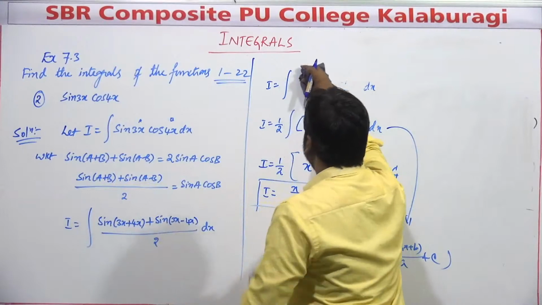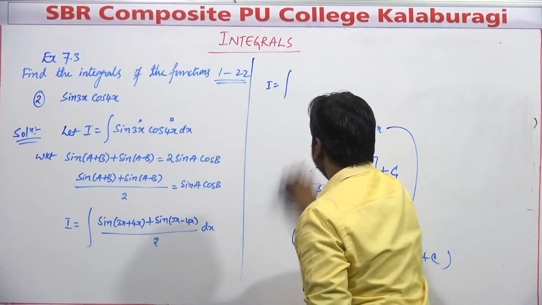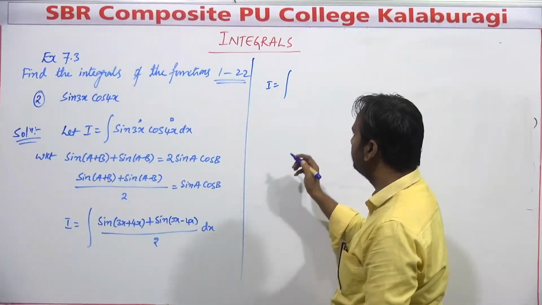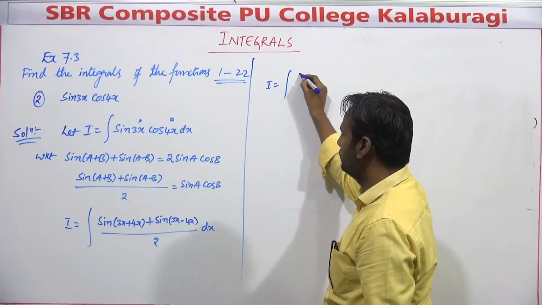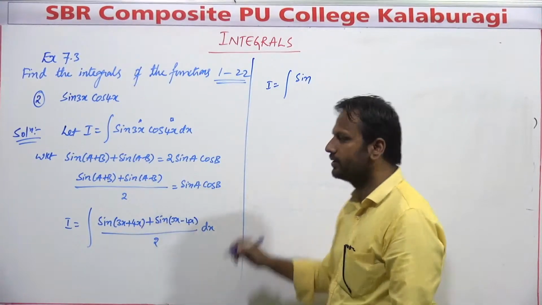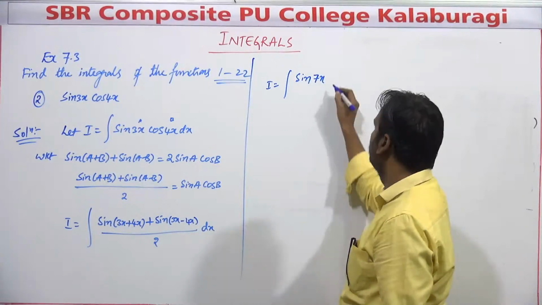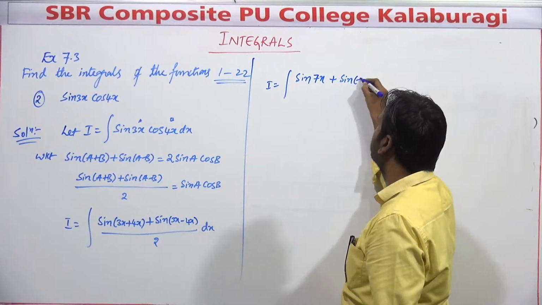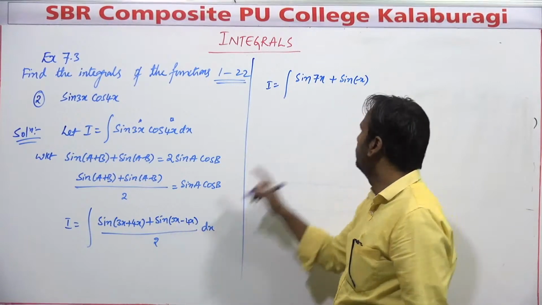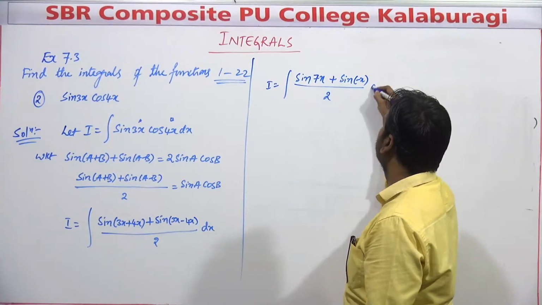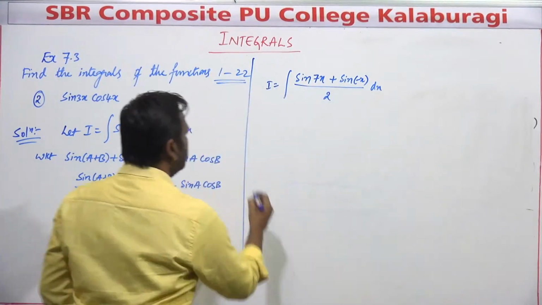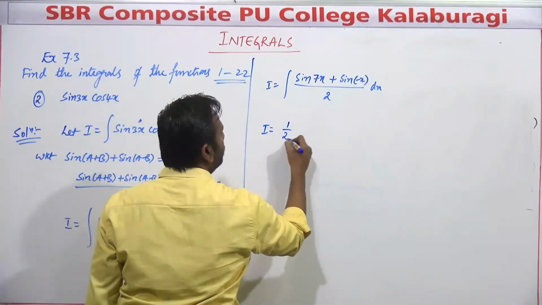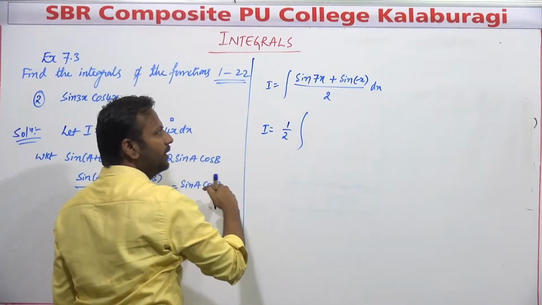Now let us simplify further, students. What is 3x plus 4x? It is 7x. Plus sin of 3x minus 4x, which is minus x, whole divided by 2 dx. Got it? Now you see, 1 by 2 is a constant, so take it outside the integral sign.